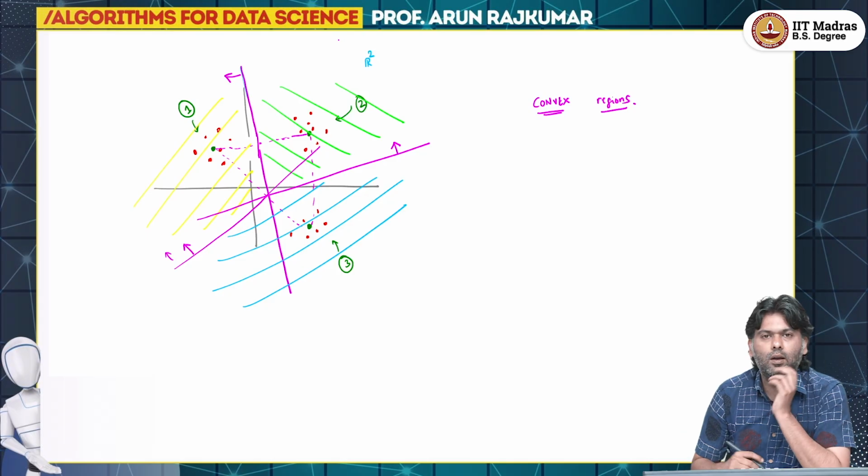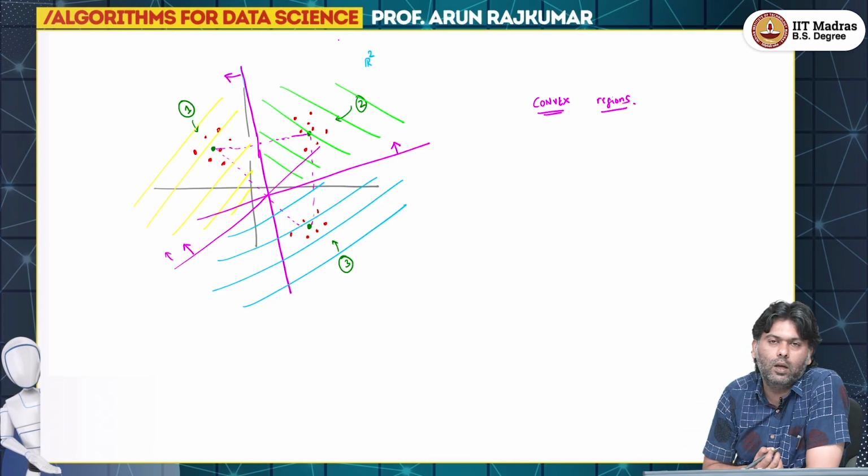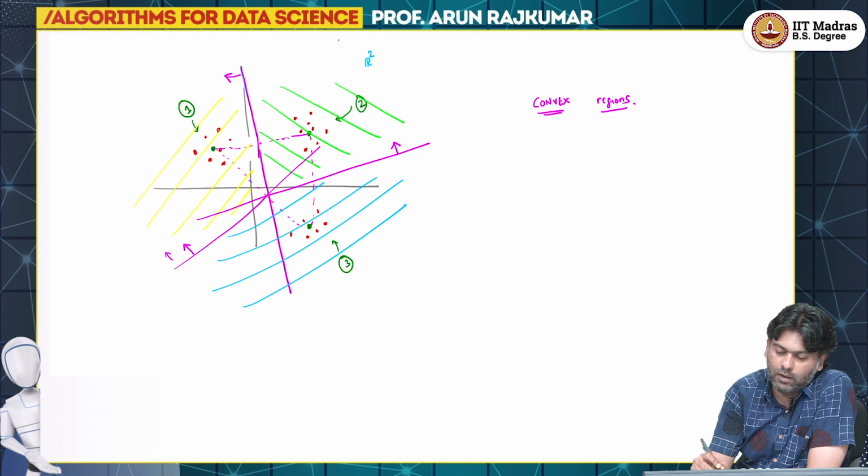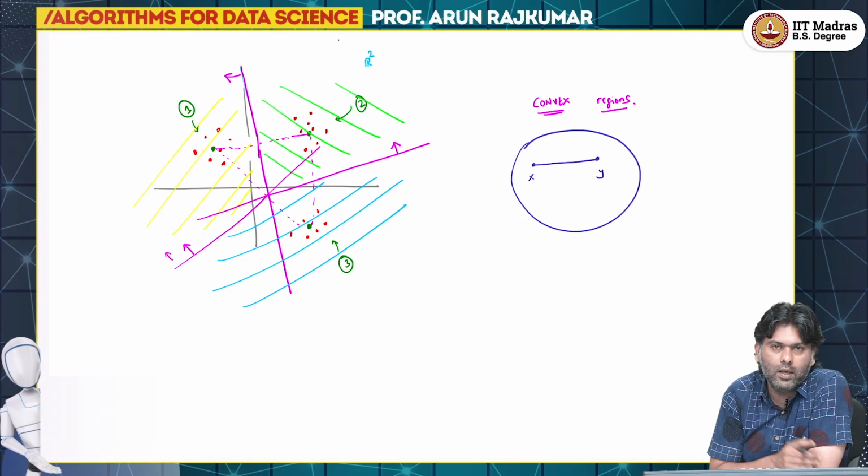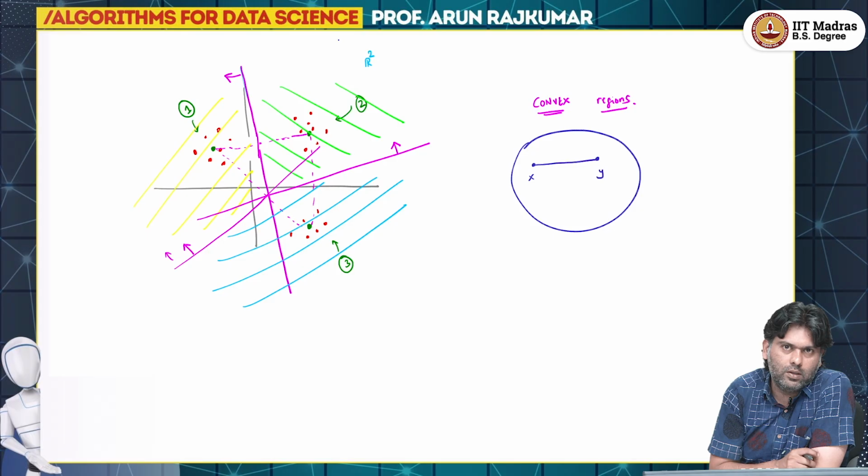So, a quick recap of what a convex region or a convex set is. It just means that if I take any 2 points in the set, let us say x and y, then if I draw the line segment joining x and y, the entire line segment is within this set.